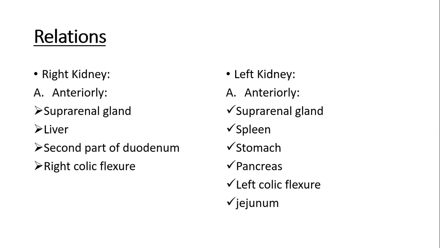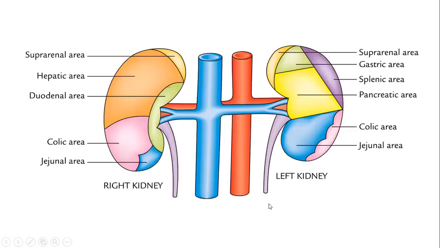Relations of the right kidney, anteriorly we have the suprarenal gland, liver, second part of the duodenum and right colic flexure. And for the left kidney, anteriorly we have the suprarenal gland, spleen, stomach, pancreas, left colic flexure, and jejunum.